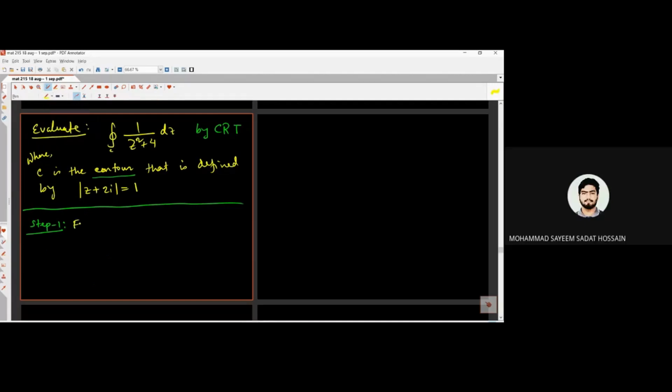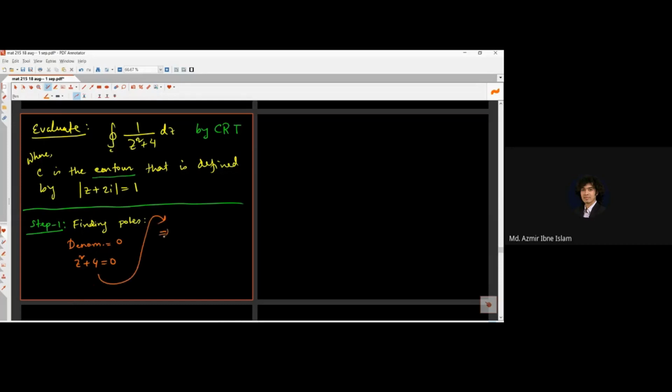We have to find the poles. So finding poles is our first target. Poles can be found by considering the denominator equal to 0. So in the denominator, we have z squared plus 4 equal to 0.